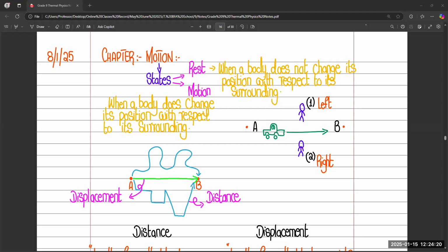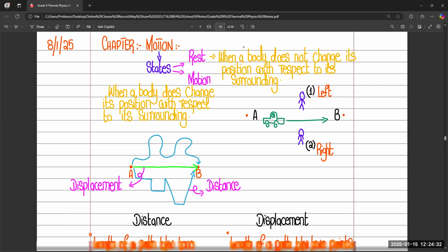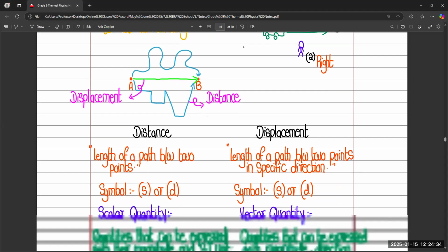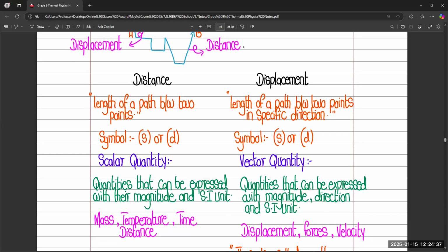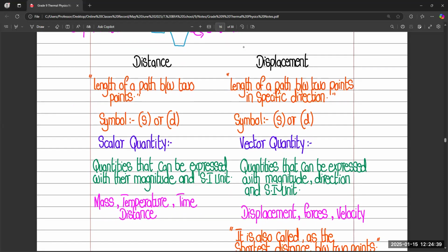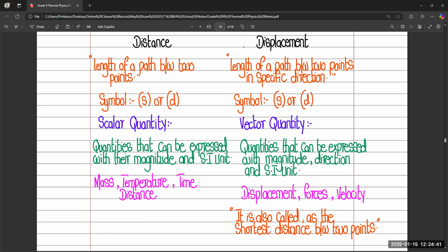Okay, last time we started a new chapter related to motion, and in motion we discussed basic states like rest and motion states. Plus, we also included two important quantities, distance and displacement.